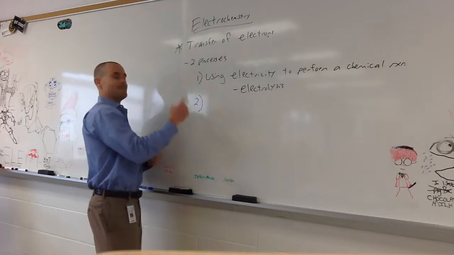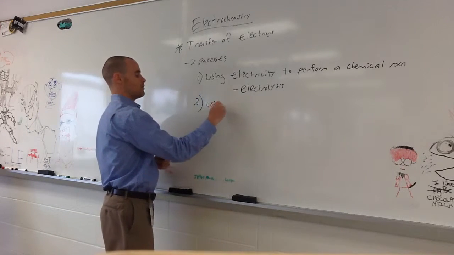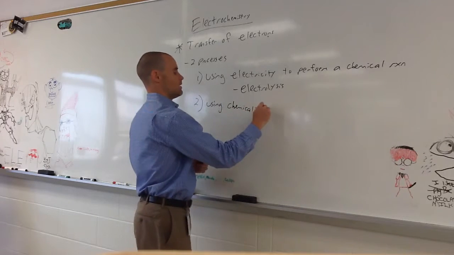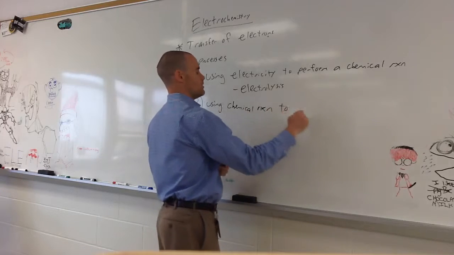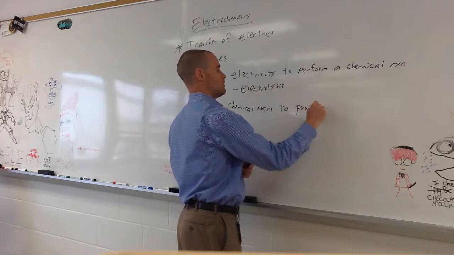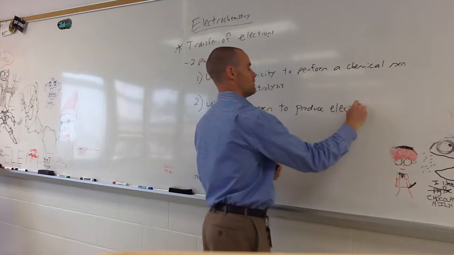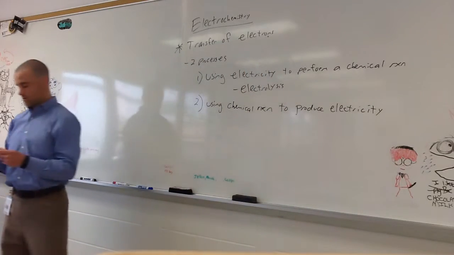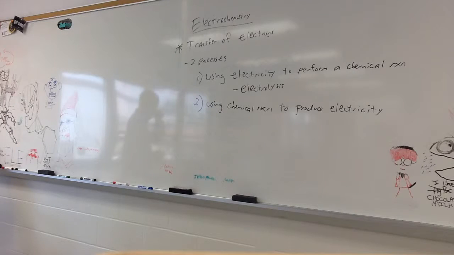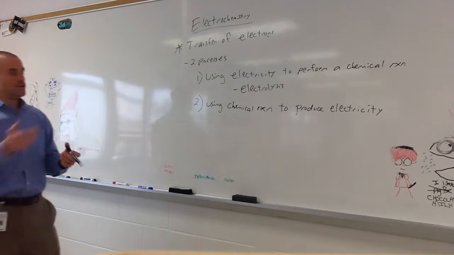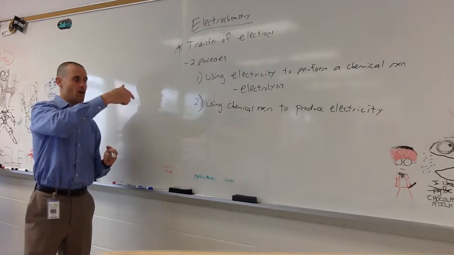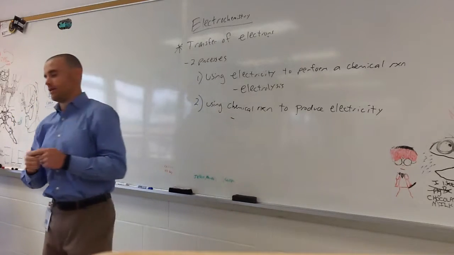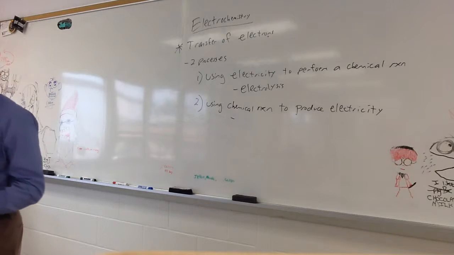The other type is the opposite. Using a chemical reaction, and everybody here knows this, to produce electricity. That's the other electrochemistry concept. Those are the only two things we talk about: using electricity to perform a reaction, or using a chemical reaction to produce electricity. Everybody here, even little kids, understands that.